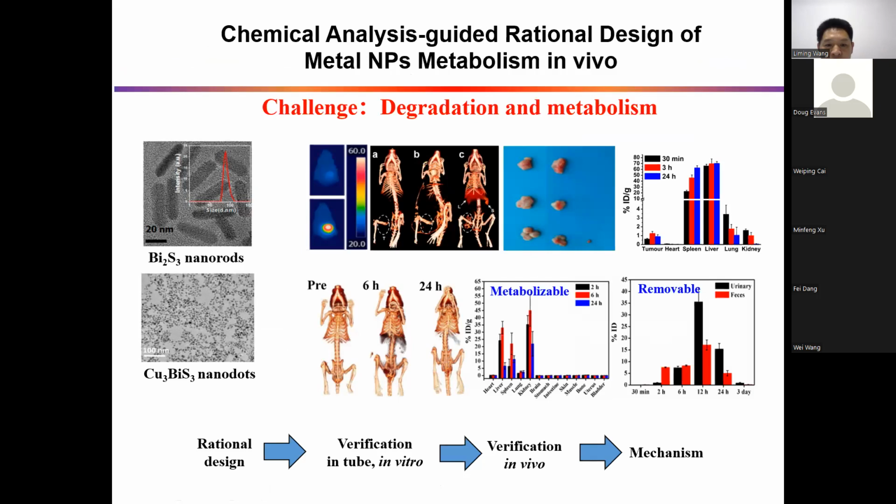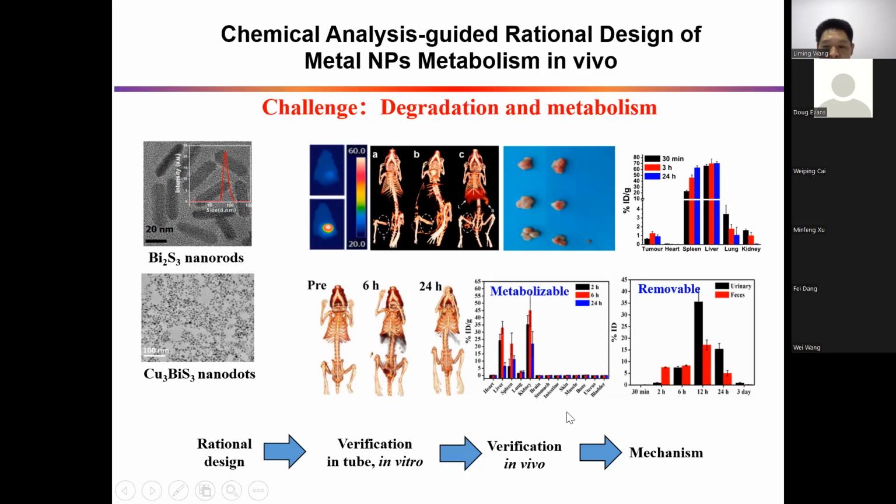the cells. Our previous work showed that bismuth sulfide nanorods are hard to degrade and accumulate in the liver for a very long time. So to help the degradation and metabolism, we developed the particle into small nanodots. We changed the size and the composition of the particle. We found that these nanodots can be quickly removed from the liver.